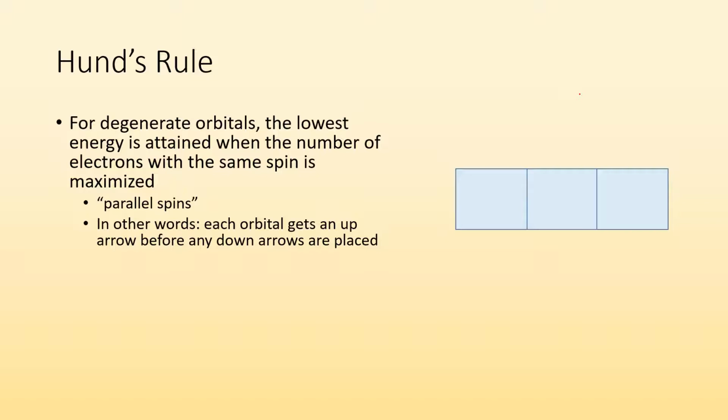In other words, each orbital is going to get an up arrow before any down arrows are placed, right? It's lower energy to make sure that they all have parallel spins than it is to have them with different spins. So you're not going to see like an up, down, up. What you're going to see is they're all going to have the same spin before you start putting anything with a different spin in there.